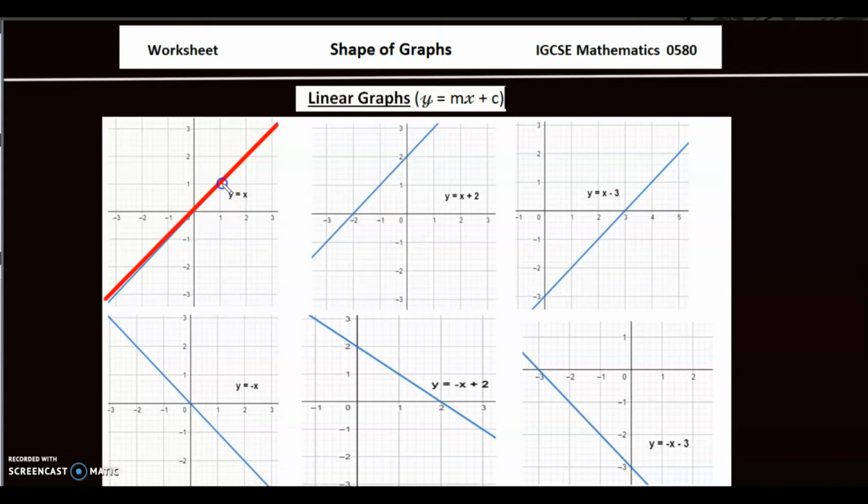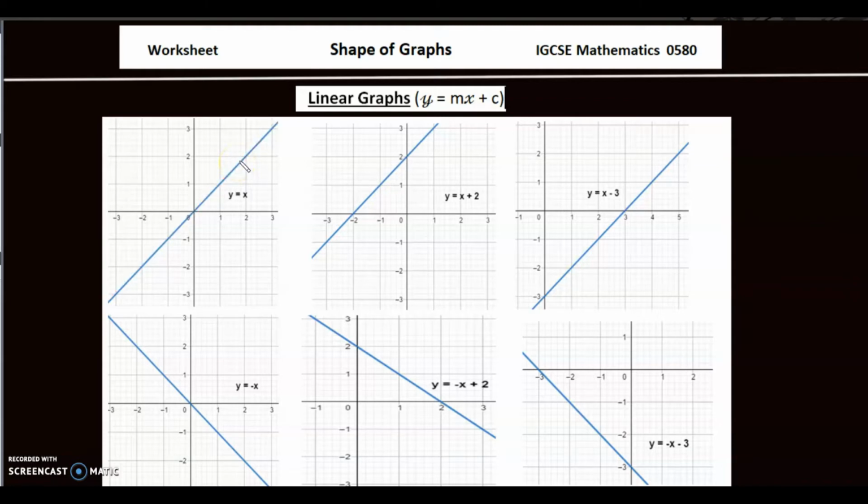When x is 1, y is 1. When x is 2, y is 2. When x is 3, y is 3. And similarly, when x is minus 1, y is minus 1, and so on. So you don't need to make a table for this. Simply make a line like this, which is cutting at (0, 0), (1, 1), and say (2, 2), and make a straight line joining these points.